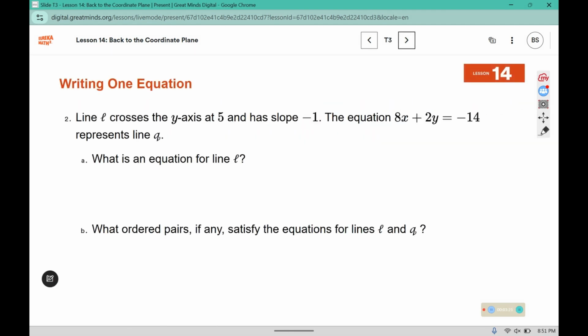Line L crosses the y-axis at 5 and has a slope of negative 1. The equation 8x plus 2y equals negative 14 represents the line Q. What is the equation for line L? Well, we have a slope and a y-intercept, so we can write it in slope-intercept form. The slope is negative 1, and the y-intercept is 5.